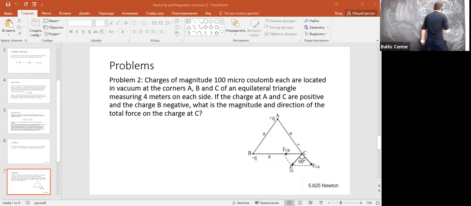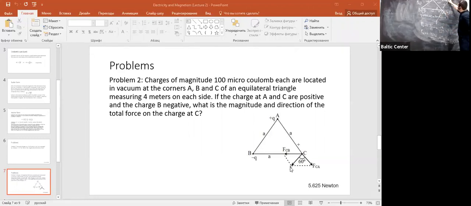Okay, what about this force? This force is FCB. Again K multiplied by Q1, Q2 divided by R squared. Q1 in modulus is positive, so it means 10 to the minus 4 multiplied by also 10 to the minus 4 multiplied by K. K is equal to 9 times 10 to the 9, divided by 16. And it is also equal to 5.62 newtons.